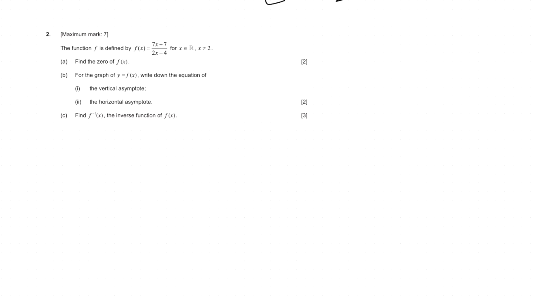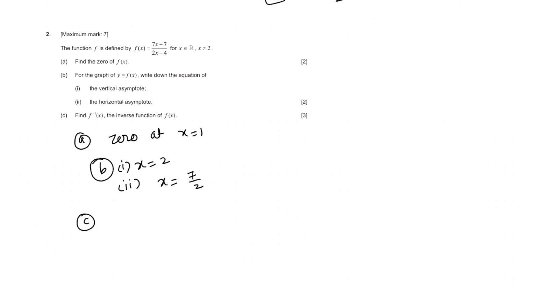Let's recap. The zero will be x = -1. The vertical asymptote will be x = 2. The horizontal asymptote will be y = 7/2. And the final one, part C, f inverse of x is (4x + 7)/(2x - 7).